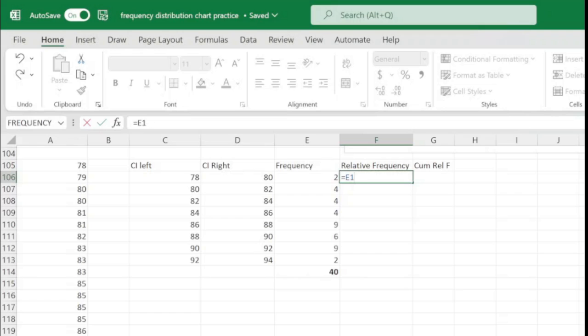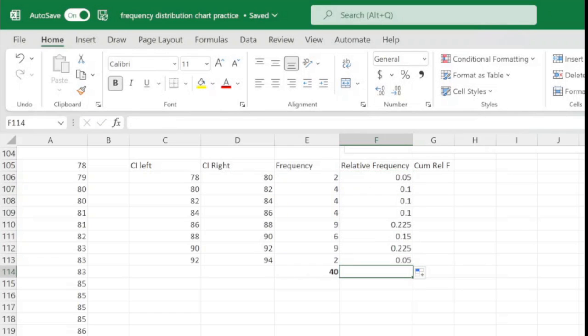And to find our relative frequency, we can insert the formula equals E106 divided by 40, and then we can just drag that down, and that'll give us all of our relative frequencies for each interval.